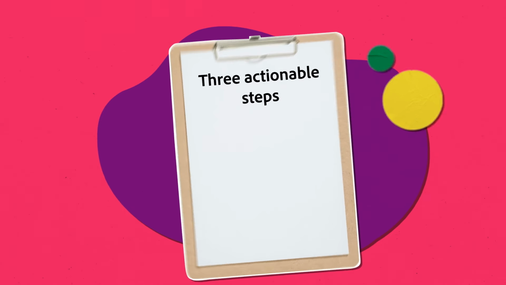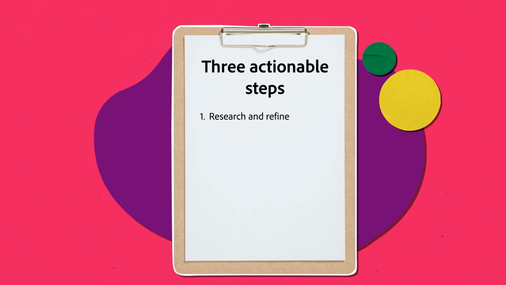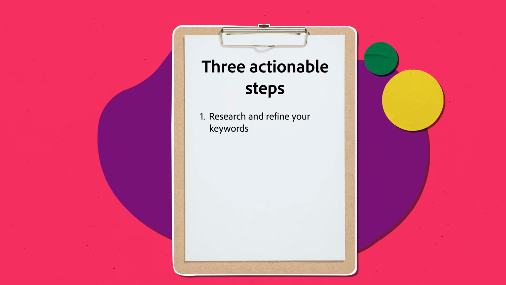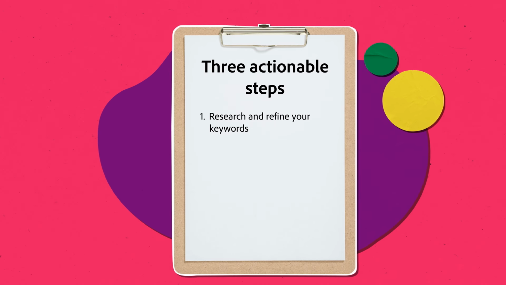Now, to tie it all together, effective content optimization creates a seamless experience for both users and search engines. Here are 3 actionable steps that you can take today. Research and refine your keywords. Use tools like Google Keyword Planner or Adobe Analytics to find high traffic, low competition keywords for your industry.